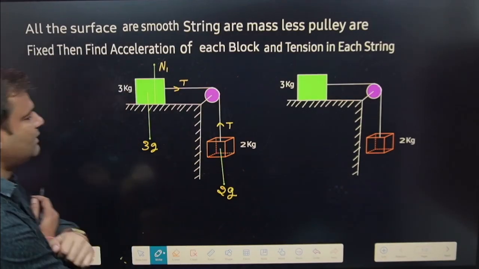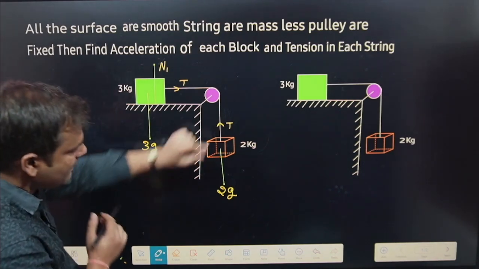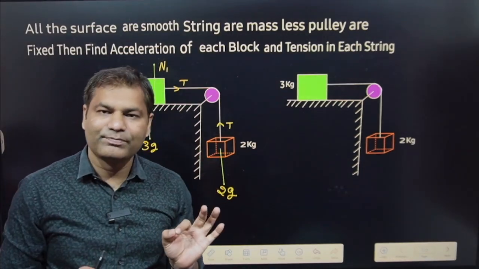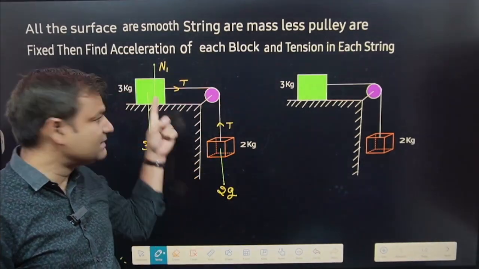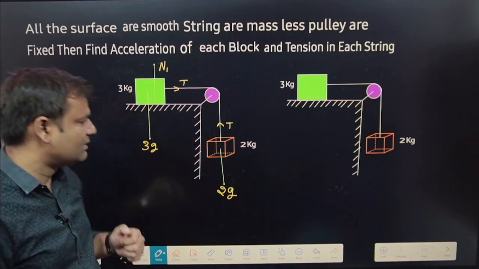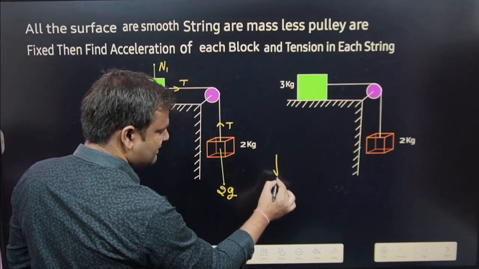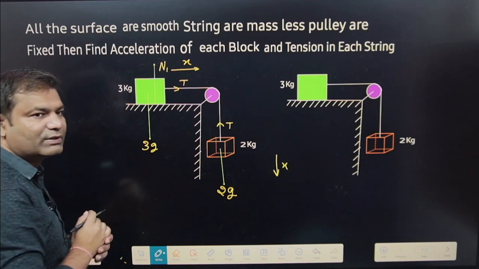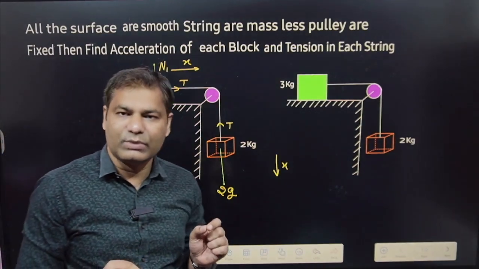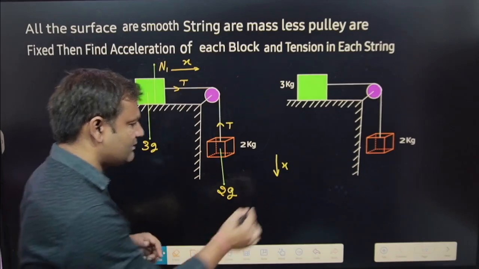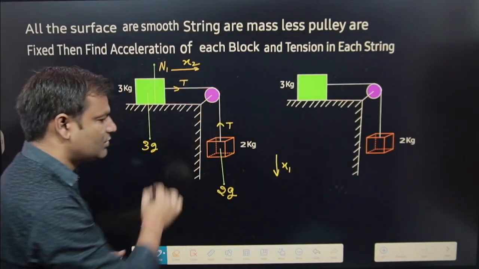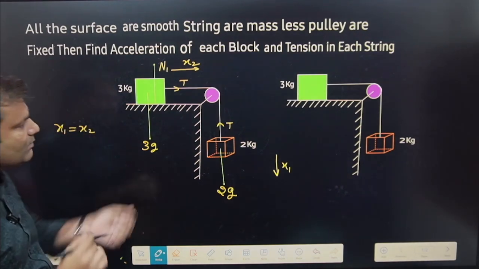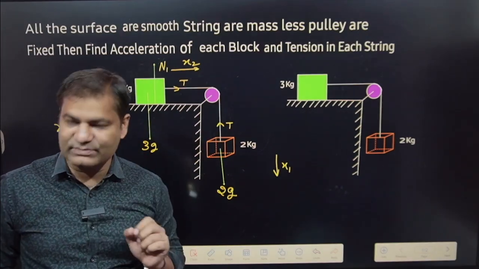Now, look, these two masses are connected by one string. If this one goes x distance, this one also goes x distance. Why? Because both are connected to one string. If we call this x1 and this x2, then x1 is equal to x2, because both are connected to one string.